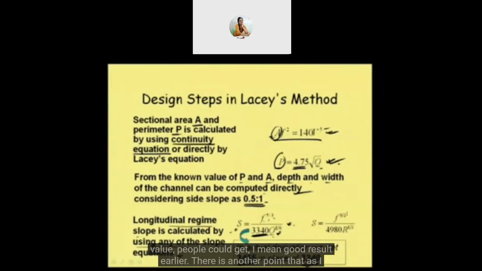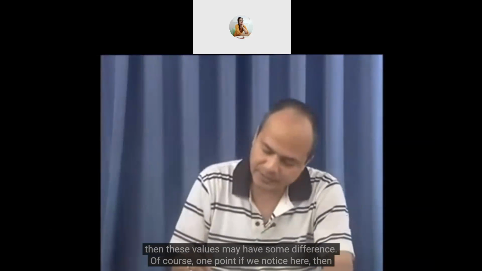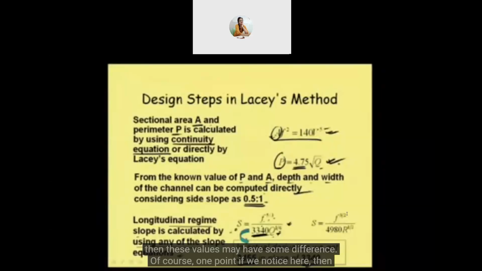And there is another point, as I did mention, due to unit conversion and rounding of these equations, there are some differences in the coefficients, so when we use this value, it may have some difference. And of course, one point, if we notice here, it is q to the power 1/6, and then we are dividing by 3340. It is a very large number, in fact, 3340. And f value is a small value, and that is to the power 5 by 3.